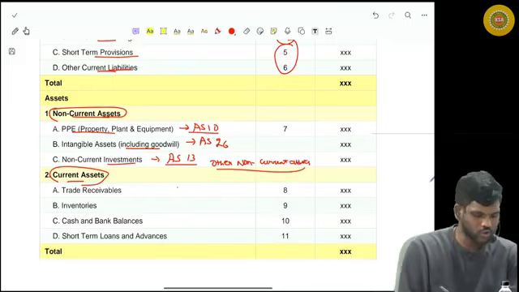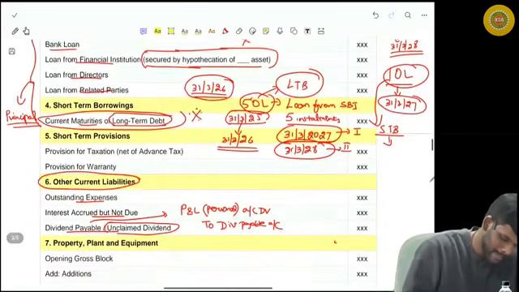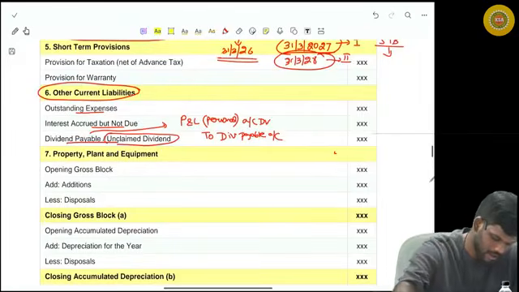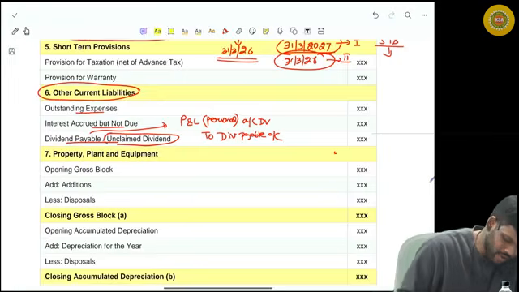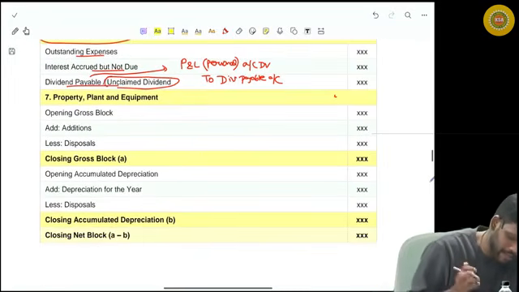Okay, so remember this also. Let us see what is there in note number 7. In note number 7, property, plant and equipment, how do we have to disclose this? We have to disclose the same way even for intangible assets. The same disclosure will apply.